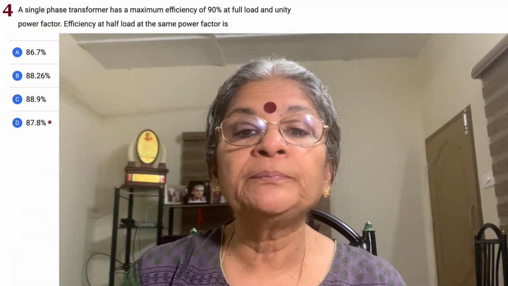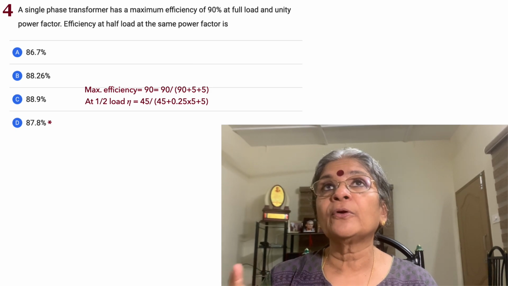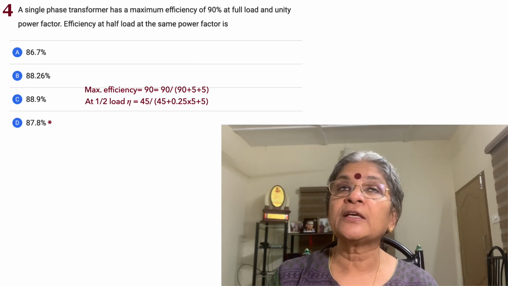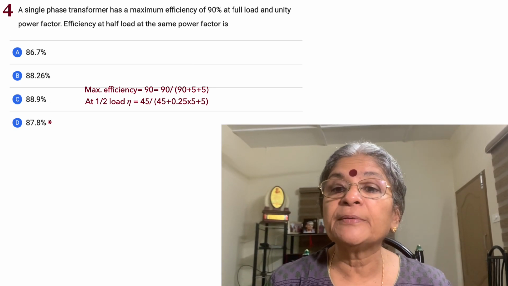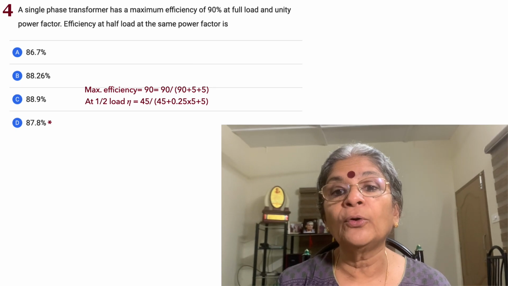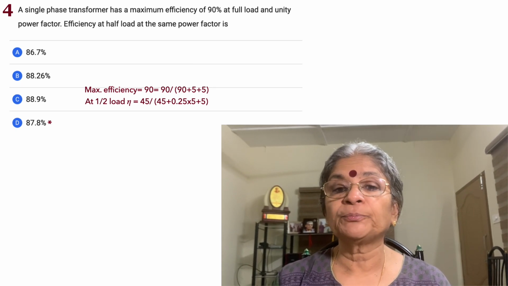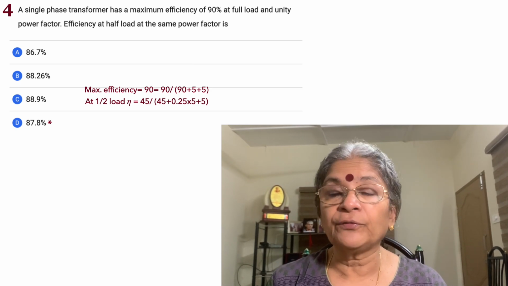The fourth problem: a single phase transformer has maximum efficiency. What do we mean by maximum efficiency? Copper loss and iron loss are equal, so K square into WC is equal to WI. The efficiency is 90% at full load and unity power factor. What is the efficiency at half load at the same, unity, power factor?